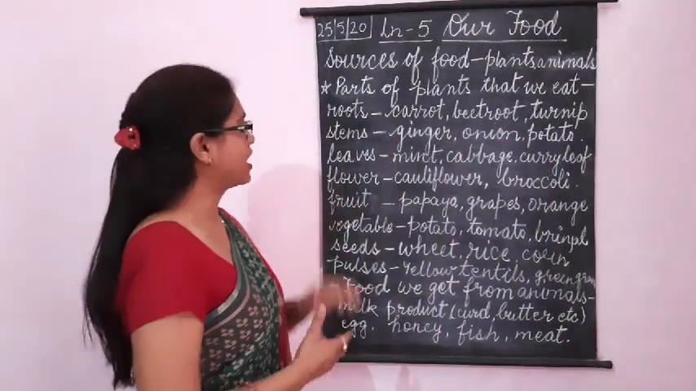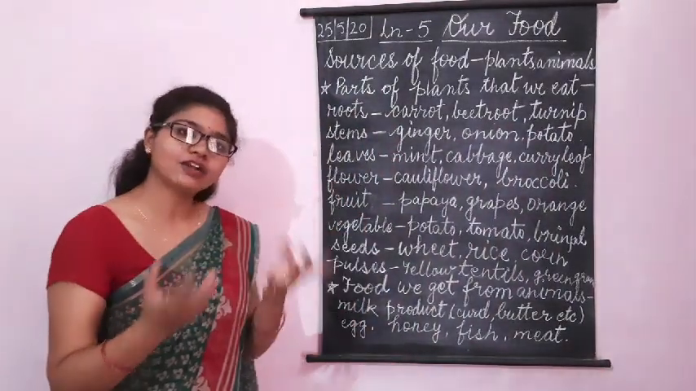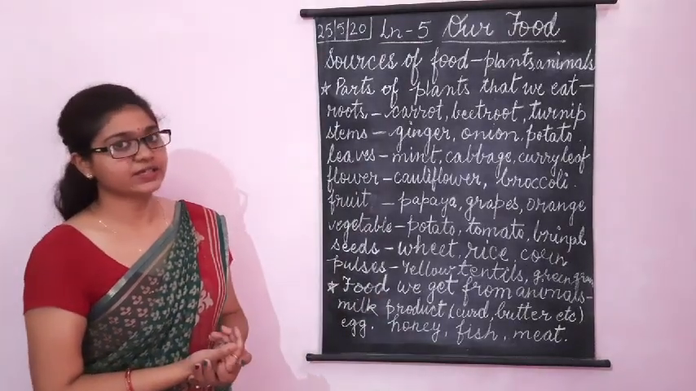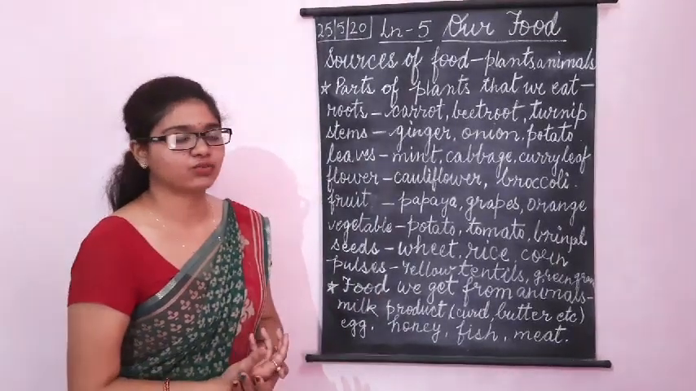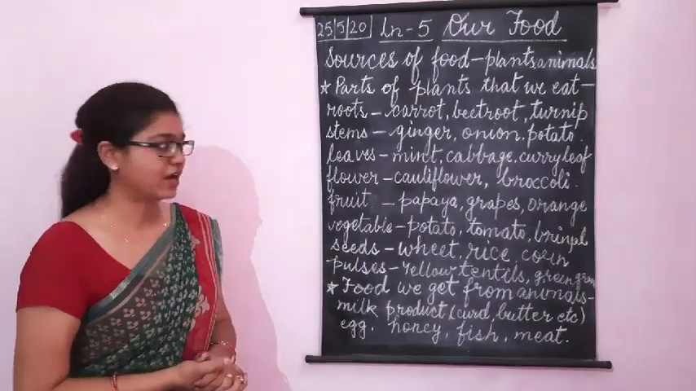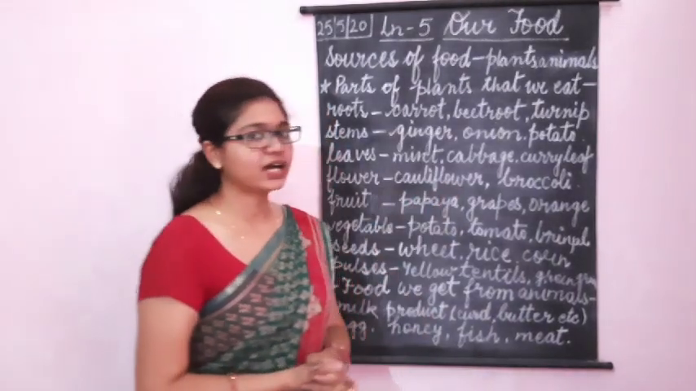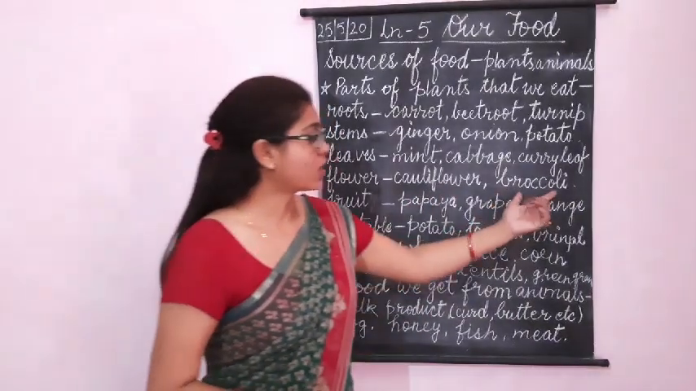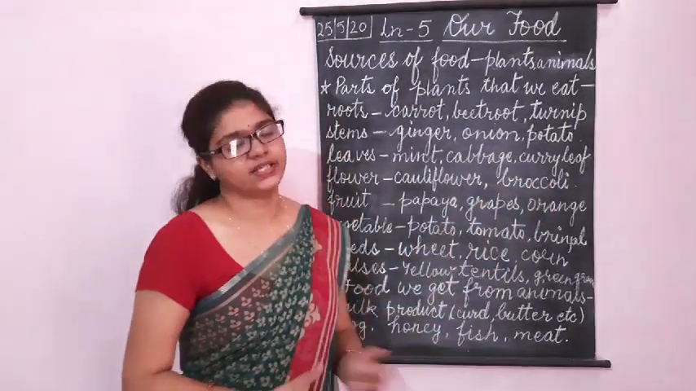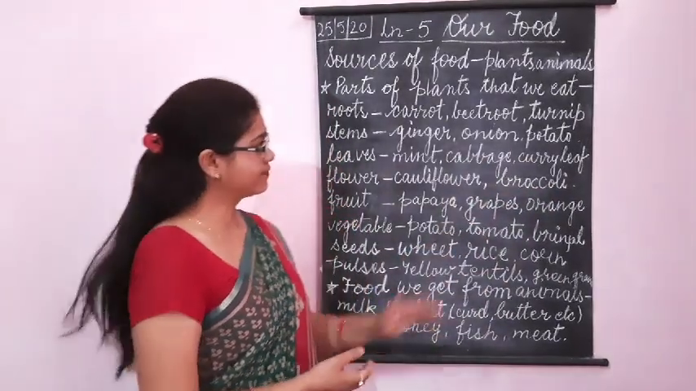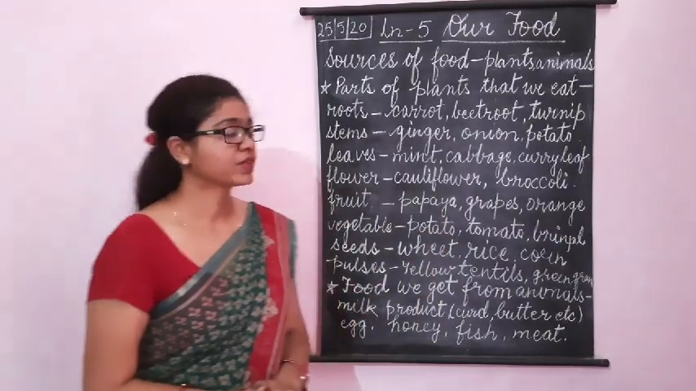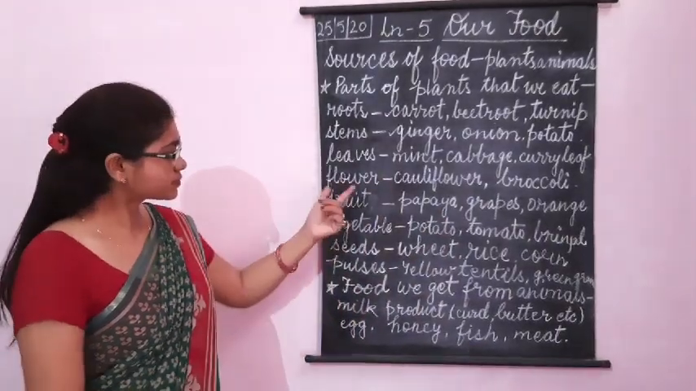Next, flower. In a plant, the flower part we can eat also. What will come in the flower part? Cauliflower, broccoli, etc. Many more are there. I have given 2-3 examples only, but more examples are there.